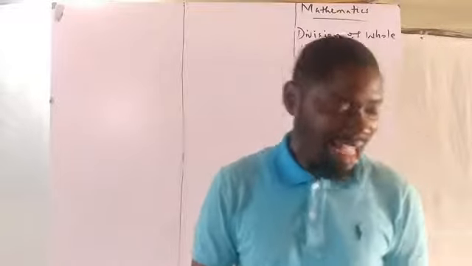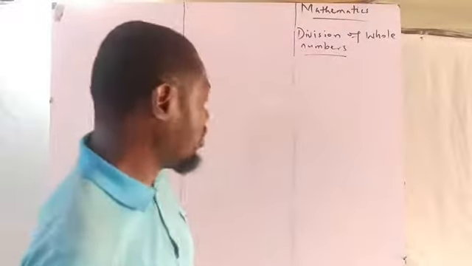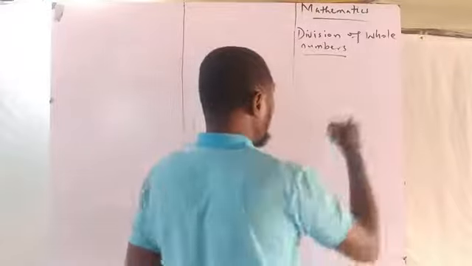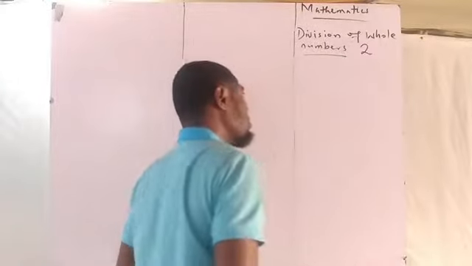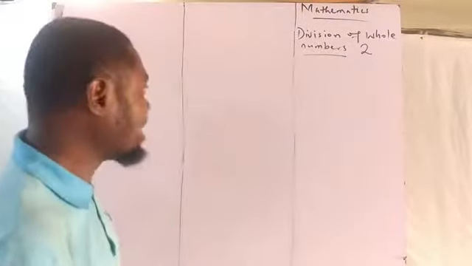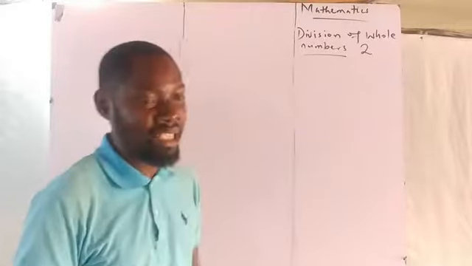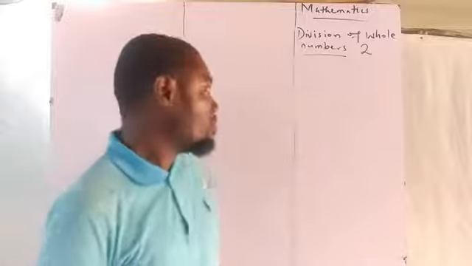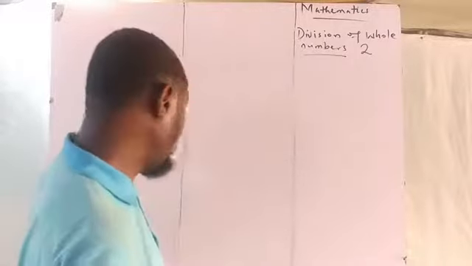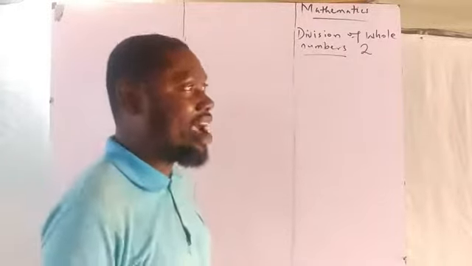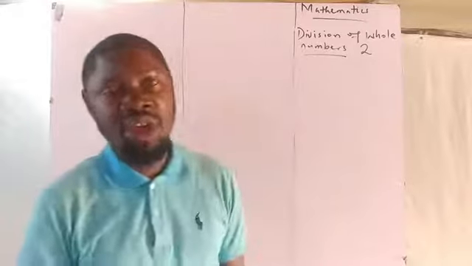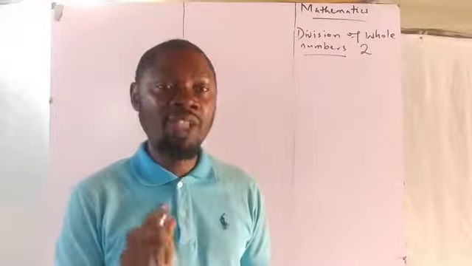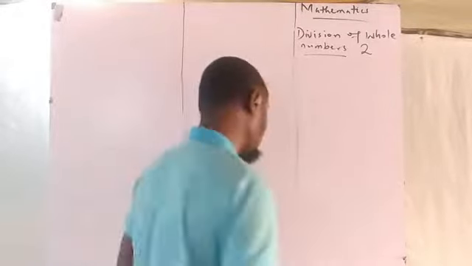Great scholars, let us continue our division of whole numbers to the second aspect of our division of whole numbers. In the previous class, we were able to treat the direct method. Today, let's use the long division method. But the same idea of always considering the first digits of the dividend is very important.